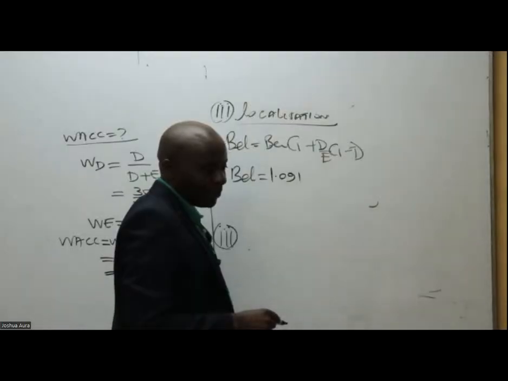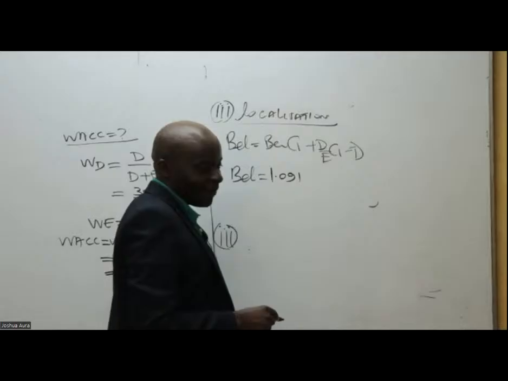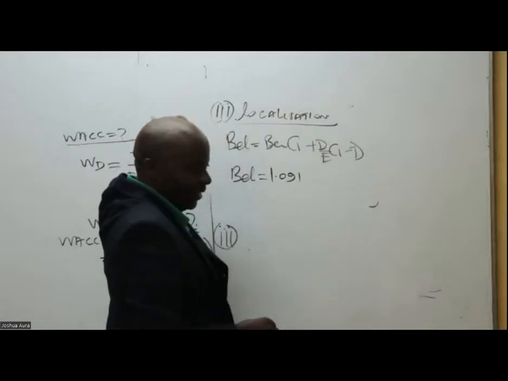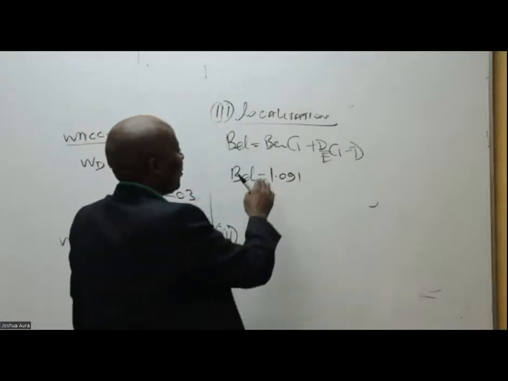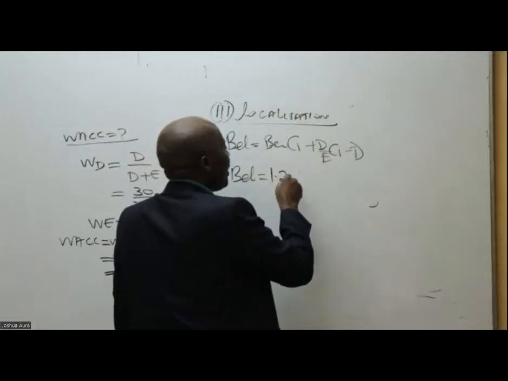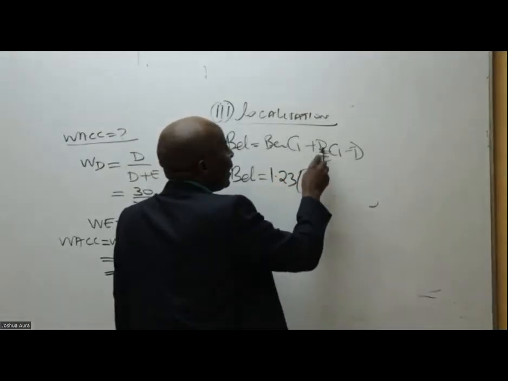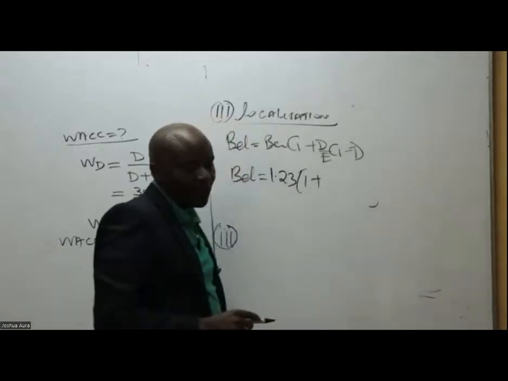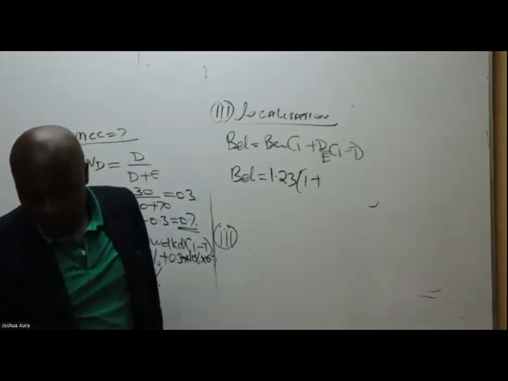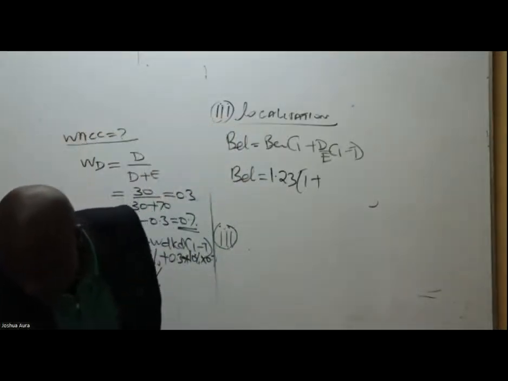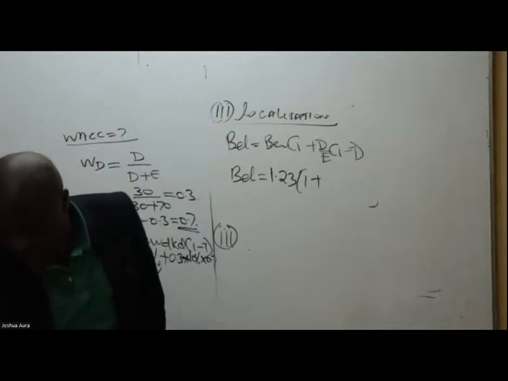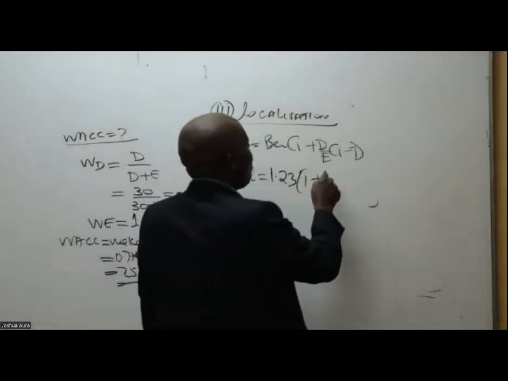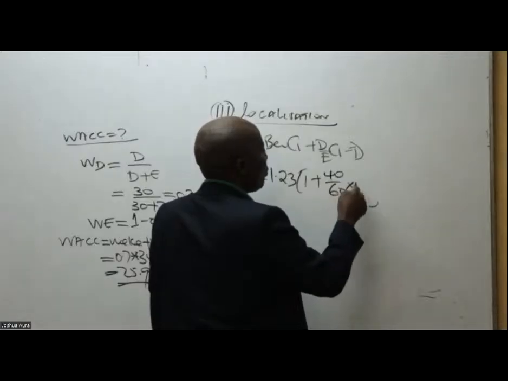What is our beta? Somebody. The one that we got up there was 1.23 into 1 plus debt over equity. They have given us the debt percentage. These guys have given us the debt percentage as 40, 60. So plus 40 over 60 times 0.7.